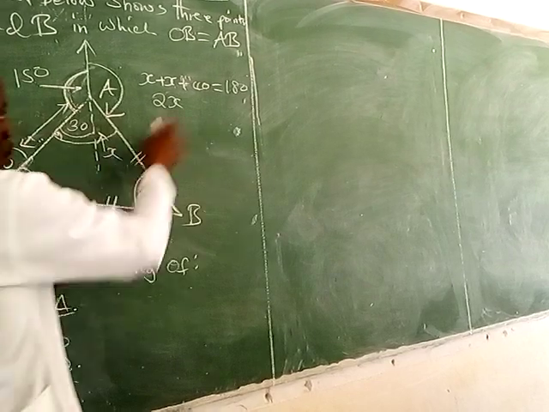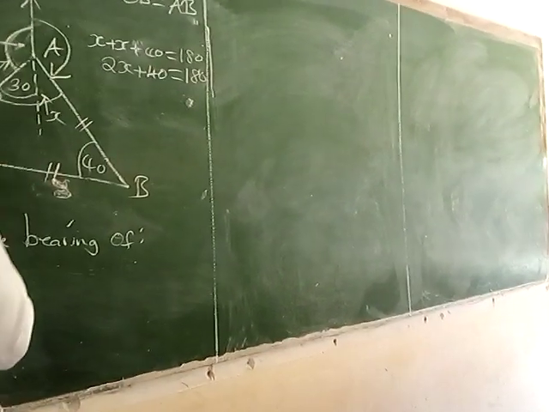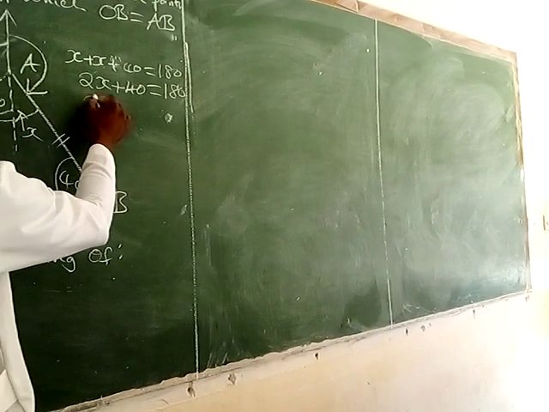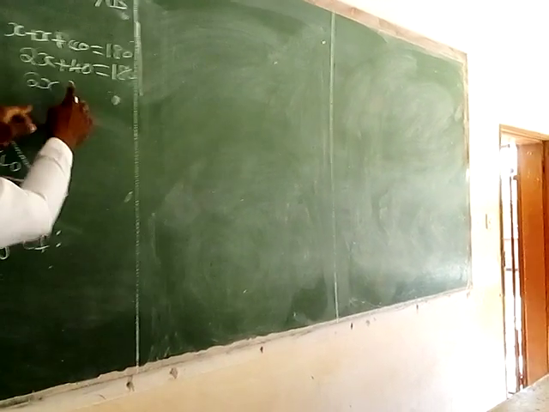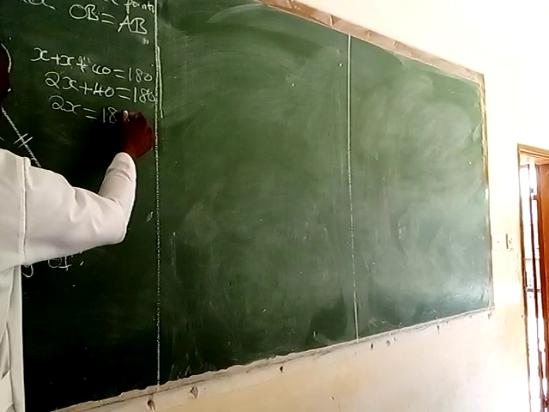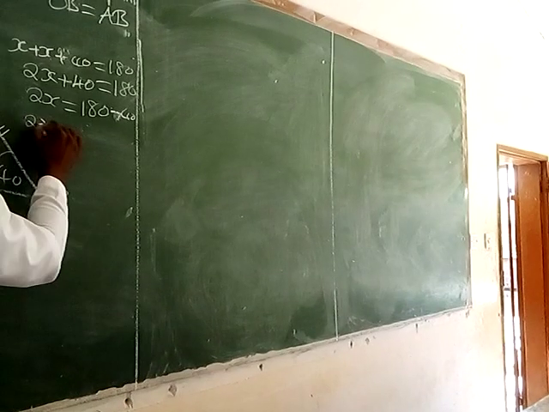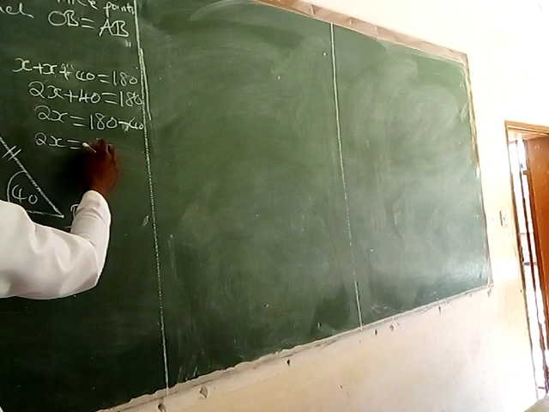X plus X is 2X. Are we there? We say plus the 40 equals to 180. Then you solve X now. So say, okay, 2X will remain on this side, so that you take the 40 the other side. And so this will be 180, take away the 40. Nice. This will be 2X equals to, the difference there is 140.